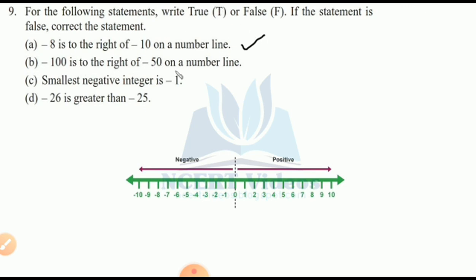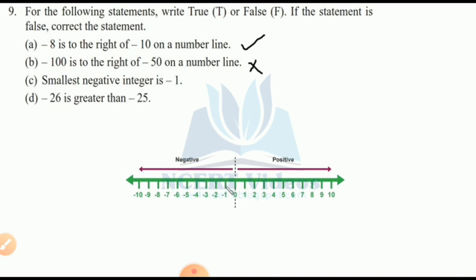-100 is to the right of -50 on a number line. Students, this is a little bit awkward. I can say -10 is on the right side of -5. 0, 0 कट करके देखो बेटा कहाँ दिखाई देता है? No, false. So you can write here it's on the left side.